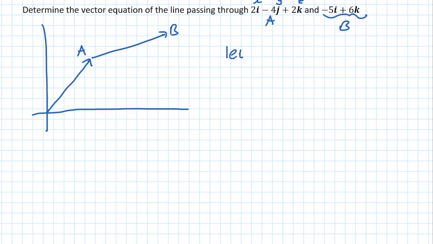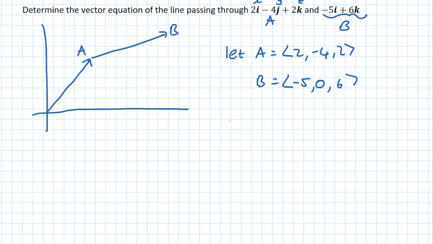So I'm just going to say, let a equal, and I'm going to write this in row vector form, so (2, -4, 2). And we'll let b equal the other point there, which is -5. Now, there's no j component, so if there's no j component, I'm just going to put a 0 there. And the z component is 6.